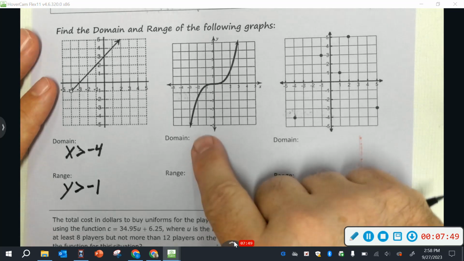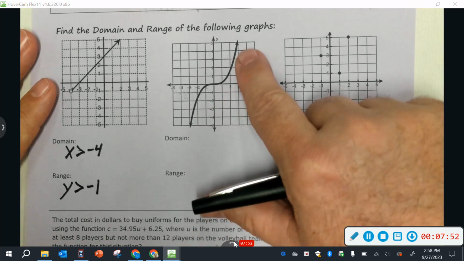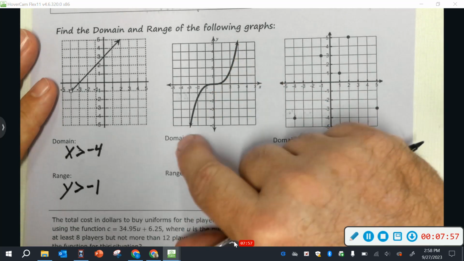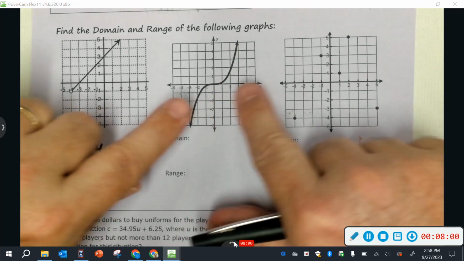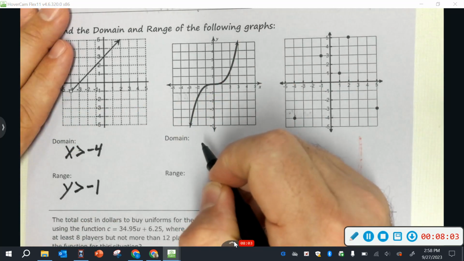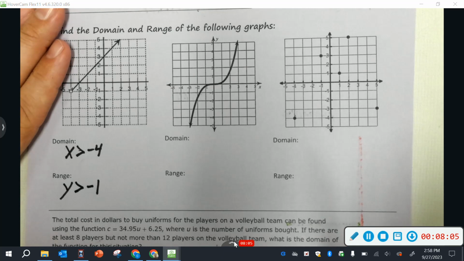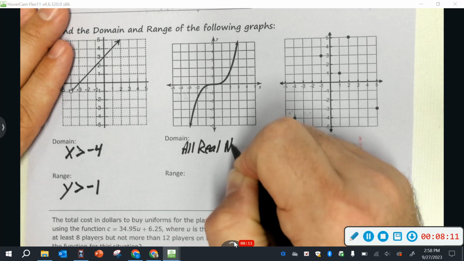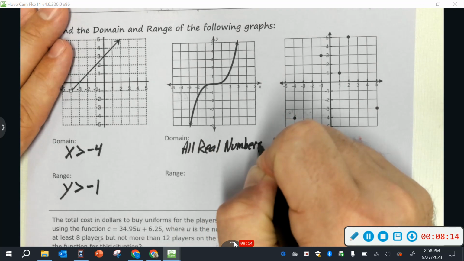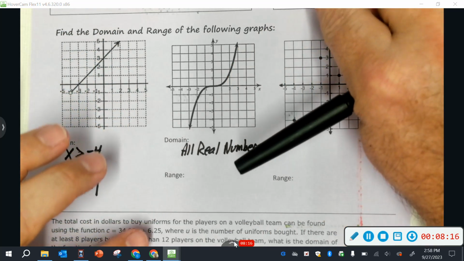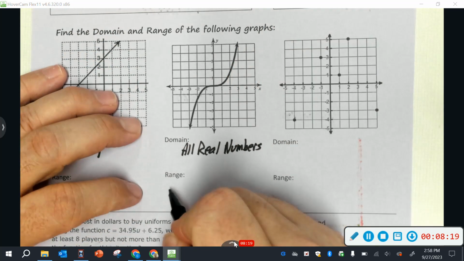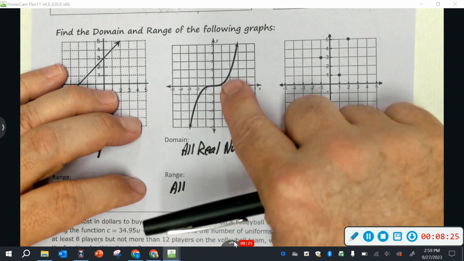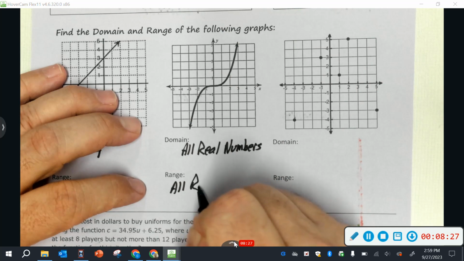Okay, so now let's look at this one. So our domain here, notice the arrows. So notice the arrows here, so that means it goes on and on and on, both ways. So our domain here is just going to be all real numbers, because this is getting wider and wider as it goes. And then the range is obviously going to be all real numbers too, because it keeps going and going. So it'll be all real numbers.